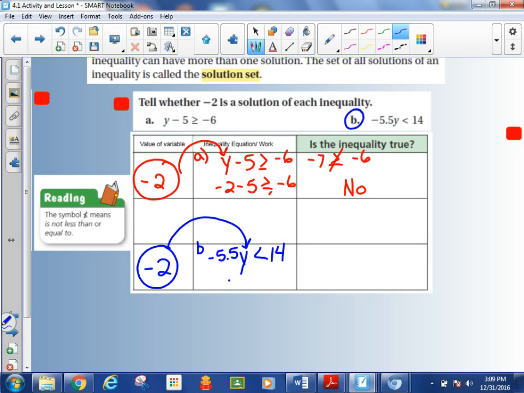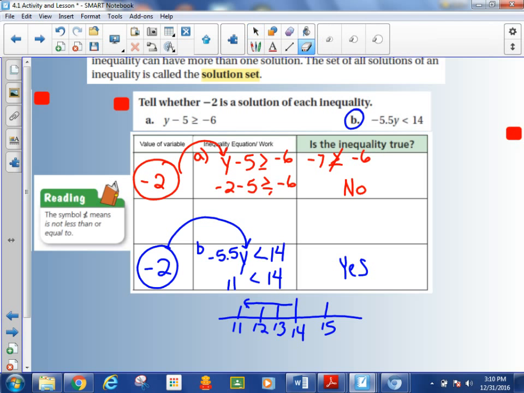So I just found out that that's 11 less than 14. So is that a true statement? Here's my number line, here's 14, 13, 12, 11, this would be 15. Is 11 to the left of 14 on the number line? Yes, it's smaller than, or less than. So yes, it is a true statement. All right, so that's working with finding some solutions.